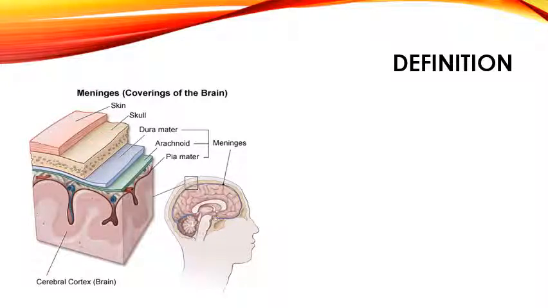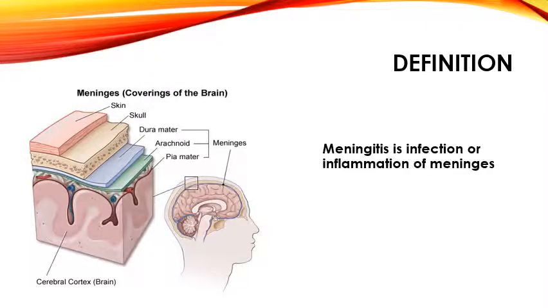Well, you know all about the anatomy of brain. I don't have to tell you. Meninges is the protective covering of brain. It covers whole of brain and spinal cord. So what is meningitis? Meningitis is infection or inflammation of meninges.